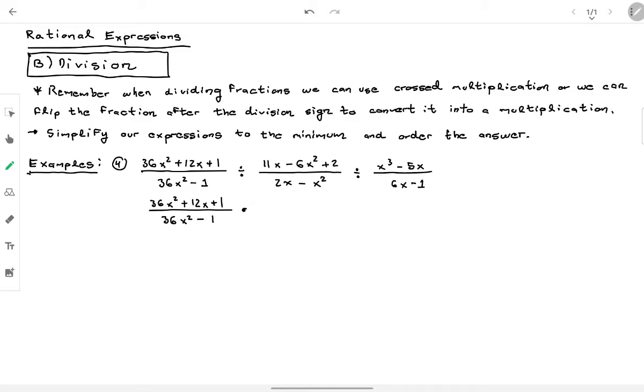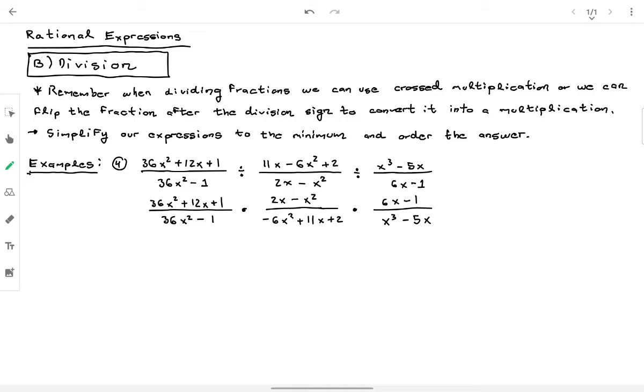We will flip the second one, and it's going to be 2x minus x squared. And the other one, I will put it in order, minus 6x squared plus 11x plus 2. The other one, we will flip it also because it's after a division sign, and it's going to be 6x minus 1. And on the bottom, x cubed minus 5x. So after that, we will start factoring.